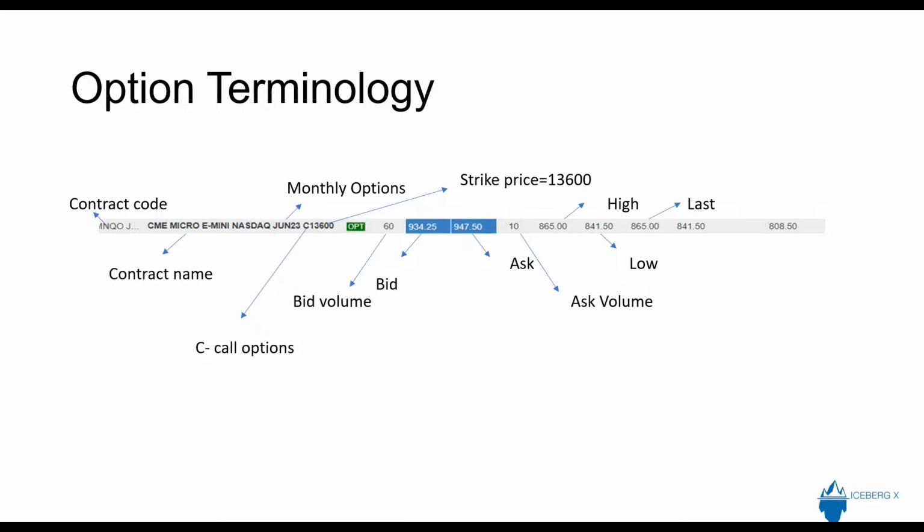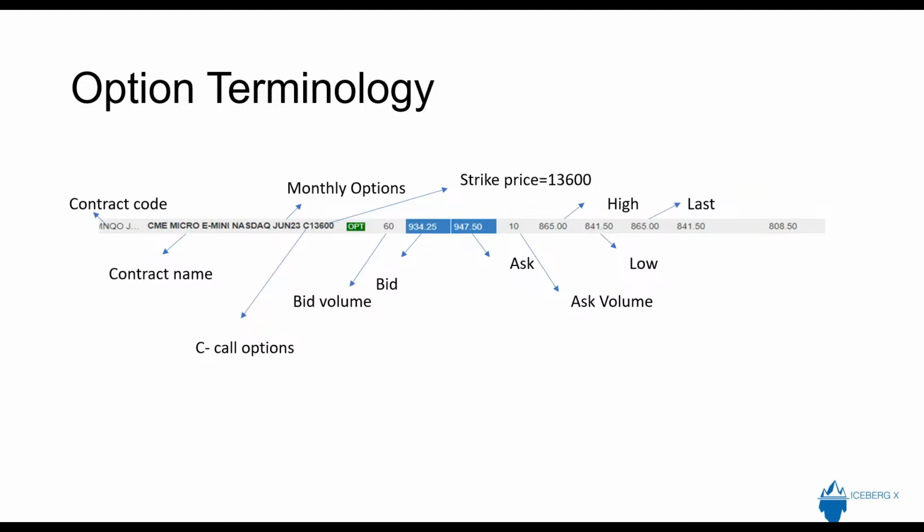Then obviously you have a contract name. So if you are not familiar with a contract code, you can always refer to the contract name in full. So it's a CME Micro E-mini Nasdaq June 2023 contract. So C means it's a call option. If you see a P, it means it's a put option. And 13,600 is basically the strike price of a particular option. So this particular option has a strike price of 13,600.